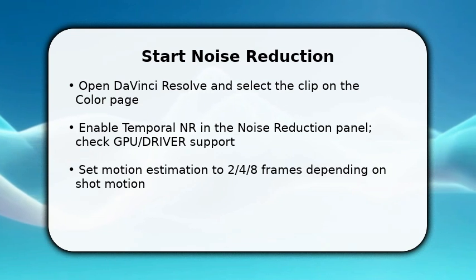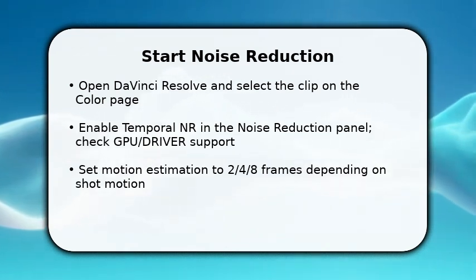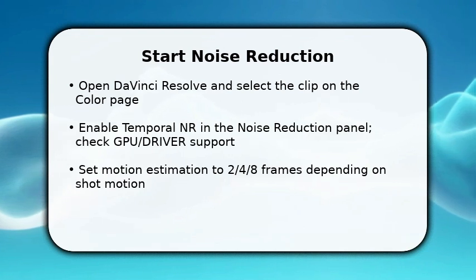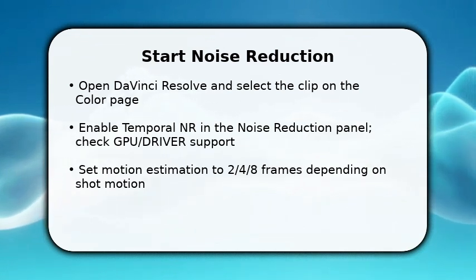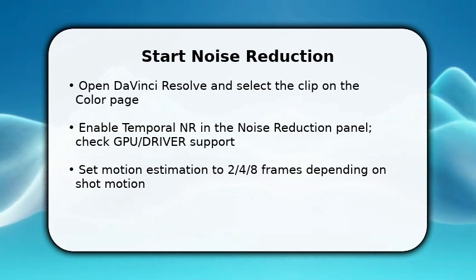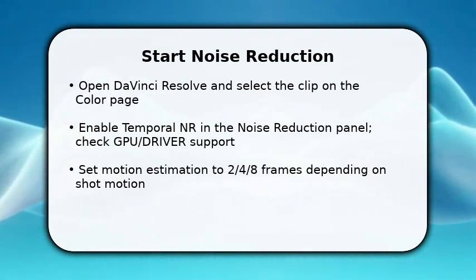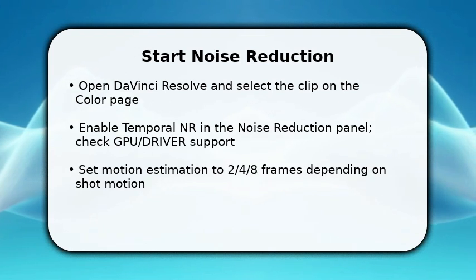You choose frame count based on camera motion. Use fewer frames for fast motion, more for slow scenes. Next, select the motion estimation algorithm and set initial values. 2-4 frames for action, 6-8 for static footage, then go to spatial controls.